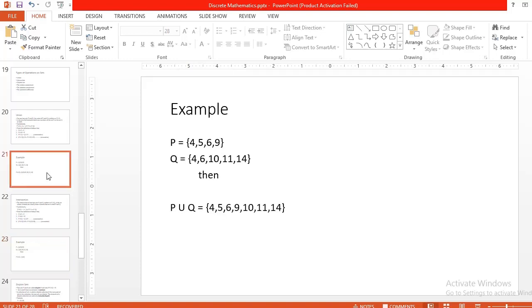And the union includes elements which are in P or Q or both, but the intersection condition is that the elements must be present in both the sets. In other words, you can say they are the common elements of both sets P and Q. So the common elements are 4 and 6, which are present in set P and also in set Q.